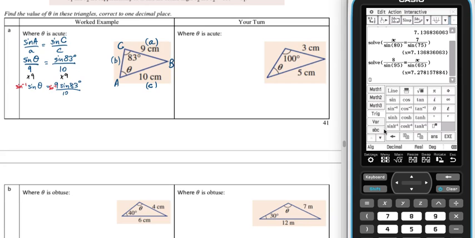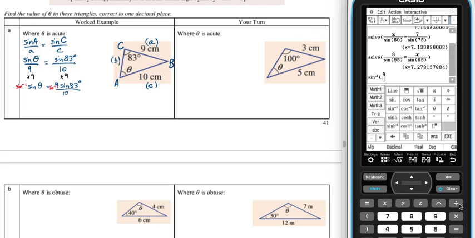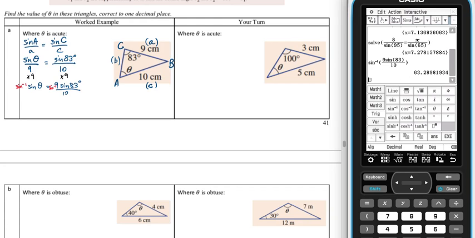So let's type that in now. So we can just write this all in. Firstly, inverse sine, and this is in our trig part. Make sure your calculator is in degrees, and then go shift, divide, and put in 9, sine 83, close your bracket, divided by 10, and we should get an answer of 63.29 degrees.